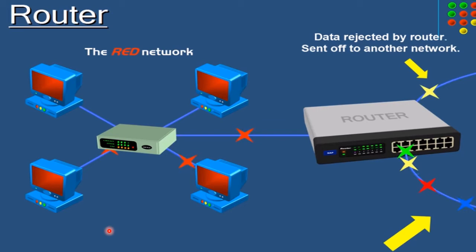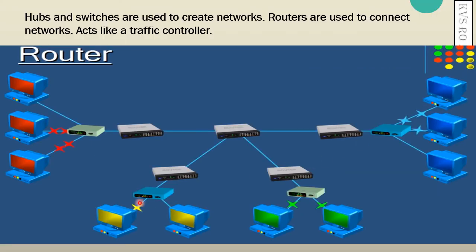Let us see the function of a router. This is a red network having a particular IP address. As we know, a router works on IP addresses. So through this router, the various signals are passing, red, yellow, green, but this router is only allowing red signals to come to this red network and all other signals are rejected. Again, routers work like a traffic controller.